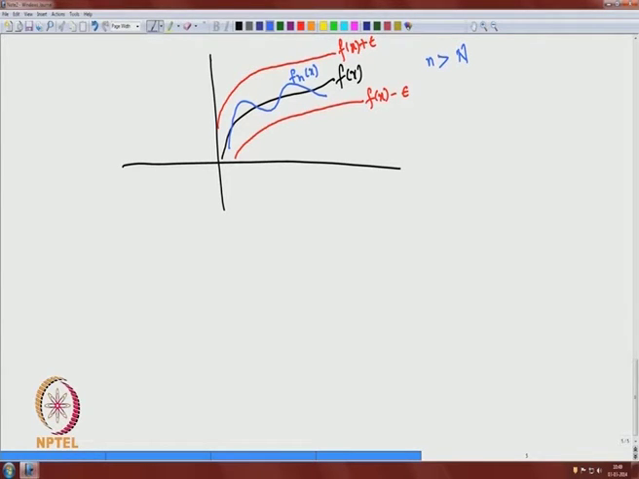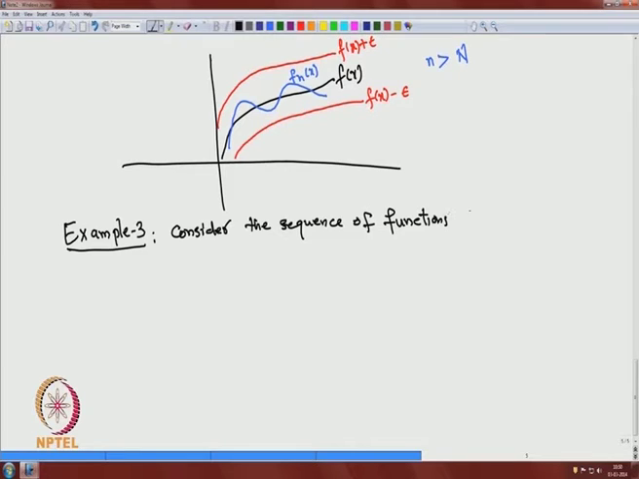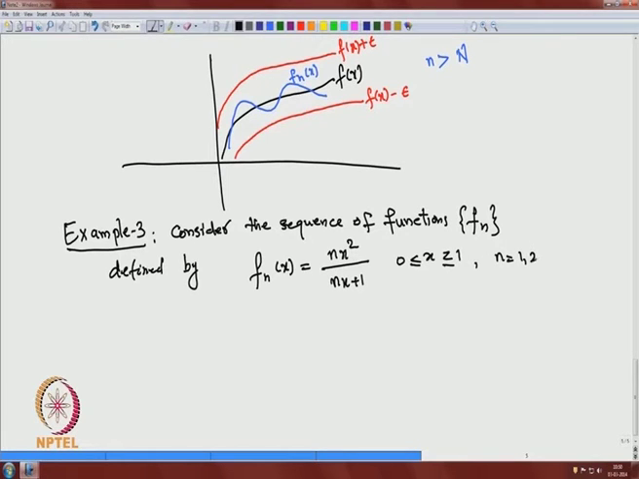So, we will see an example of uniform convergence. So, this is a third example. So, consider the sequence of functions fn defined by fn(x) equals nx squared divided by nx plus 1, where x is between 0 and 1 and n equals 1, 2, 3, etcetera.